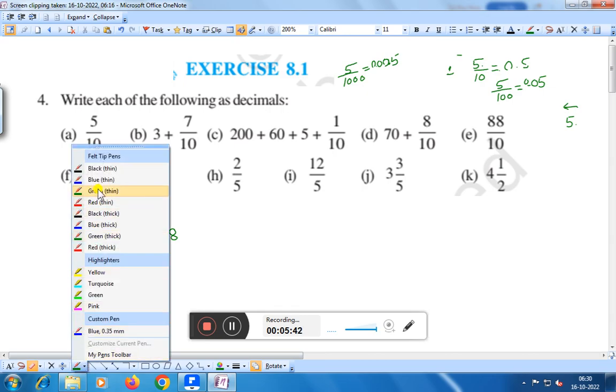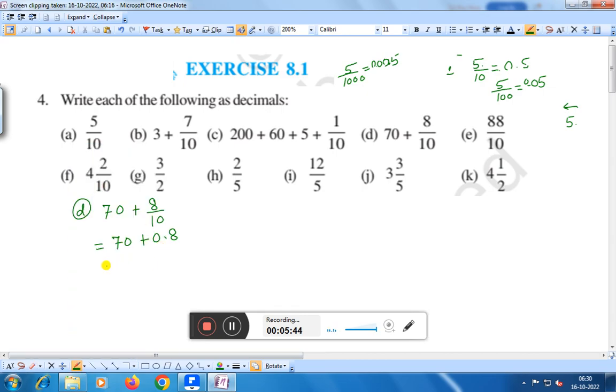Now, next, let us solve 70 plus 0.8. 70 can be written as 70.0 plus 0.8. If we add, here you see that is 70.0, and this is 0.8. If we add this one, what are we getting? That is 70.8. The answer is 70.8. This is the solution of question number D.